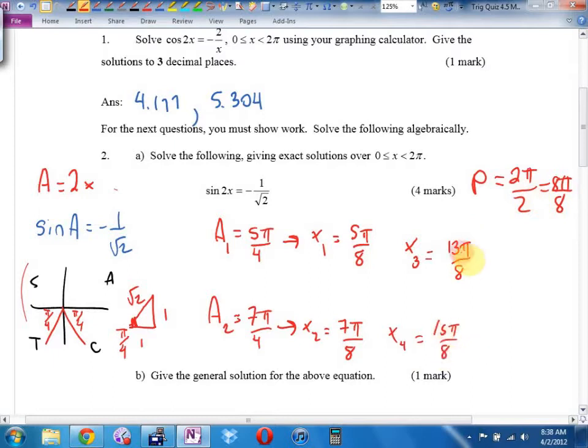Is there a fifth x value? Well, when I add 8 pi by 8 to that, I get 23 pi by 8, which is bigger than 2 pi, because 16 pi by 8 is where I would stop. There's my 4 values.